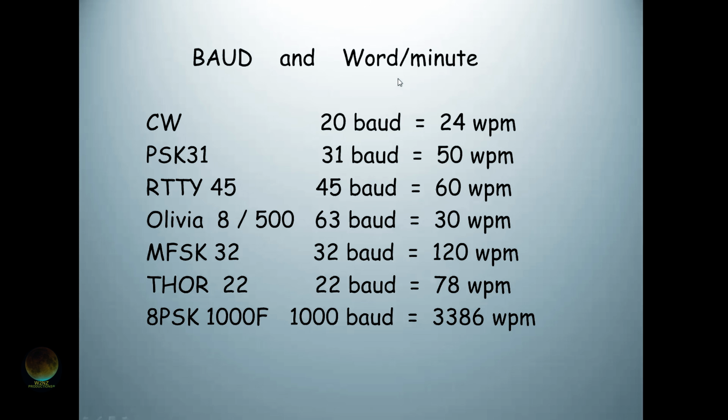Baud in words per minute. There's no one-to-one here. So CW, 20 baud, 24 words a minute. PSK 31, 30 baud, 50 words a minute. Hey, that's twice this. Wait a minute, what's going on here? Well, it must be more efficient, right? RTTY 45, 45 baud, 60 words a minute. So you see, there's no one-to-one correlation here between baud and words per minute. It depends on how the structure is set up. Olivia is very popular on the HF bands, 63 baud, only 30 words a minute. That's why it also works to very, very faint levels.